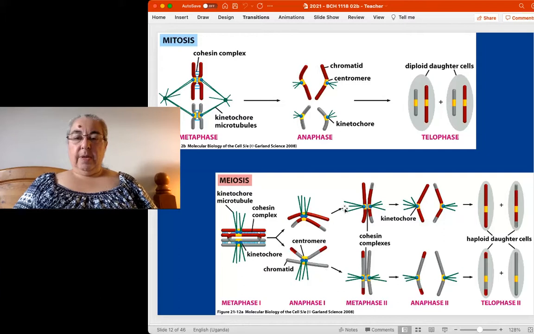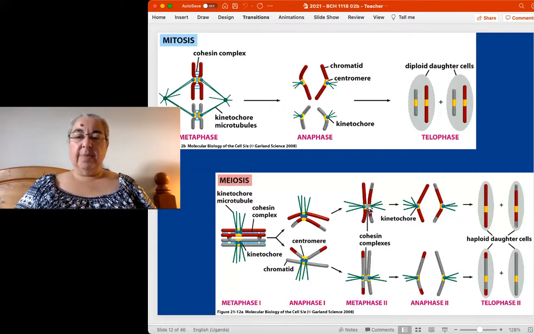By the time we get to metaphase 2 and the chromosomes are lined up again on a metaphase plate, this time we are going to separate the two chromatids. So again, the adhesions, the proteins that are holding the chromosomes together here, break down.